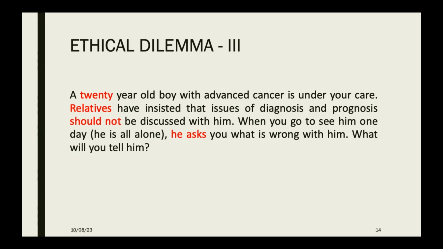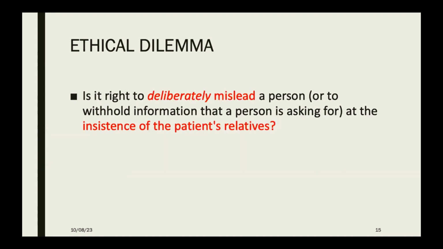Another dilemma that you might face is a similar young boy who has an advanced cancer, and the relatives have insisted that the issues of diagnosis and prognosis should not be discussed with him. But when you go to see him one day, he's all alone in the ward, and he asks you what is wrong with him. Now, what will you tell him? Okay. Relatives have insisted that please do not talk to him about the diagnosis. Do not tell him what has happened, and do not tell him what is going to happen. Do not tell him the prognosis.